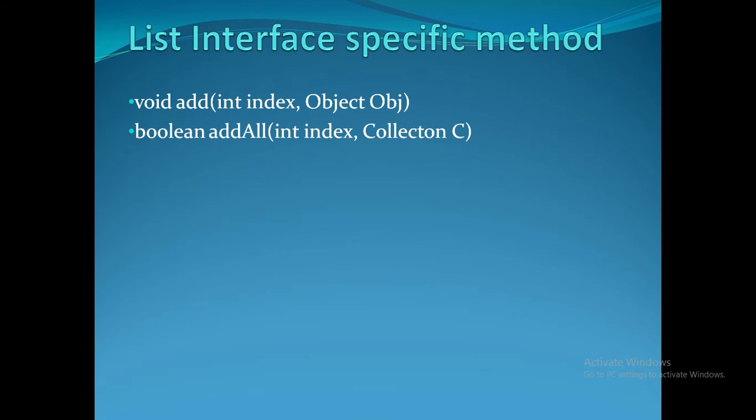Now the second one is addAll. Same behavior as we have seen in the collection interface, except for the index. Say we have collection C1 and collection C2. When we perform the operation C1.addAll, we specify the index of the C1 list collection, so that it will add the elements of collection C2 into C1 from the specified index. Like if we already have collection C1 which has 5 elements, and now we have collection C2 which has 2 elements only. Now I want to add C2 into C1.